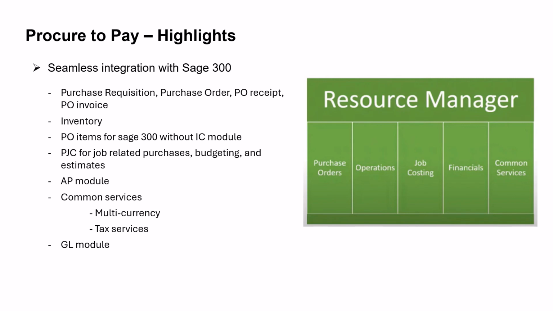Procure-to-Pay integrates with project job costing for job-related purchases and job budgeting and estimates. It integrates with the AP modules, which include vendor details, vendor contract pricing, any sort of AP payments, and payment terms that the vendor may have. It fully integrates with common services, including tax services, tax calculation, and full support of multi-currency. Integration with the GL modules as well.